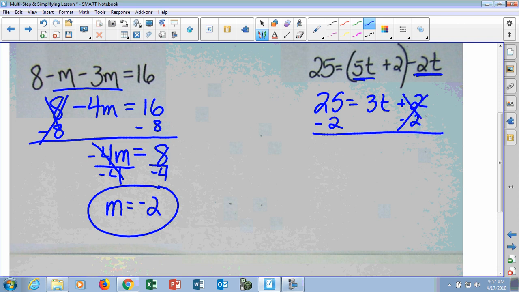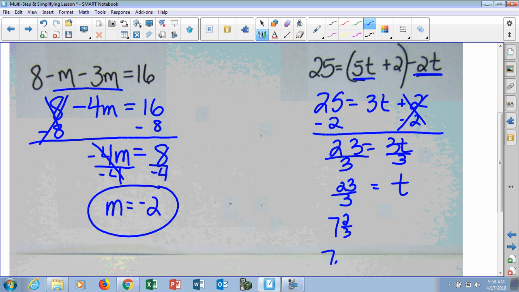So when I do that, that goes away. 25 minus 2 is 23. And now, what did I do to get t all by itself? Divide by 3. All right, so you can get 23 over 3 as an answer. If I write it as a mixed number, how many times does 3 go into 23? 7. How much is left over? 2. So that's 7 and 2/3. Or this is 7.6 repeating. So any of these answers are right.